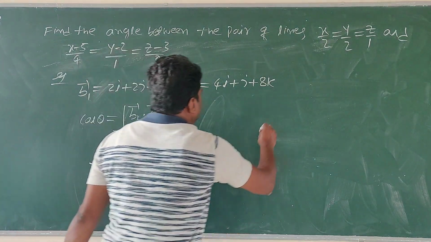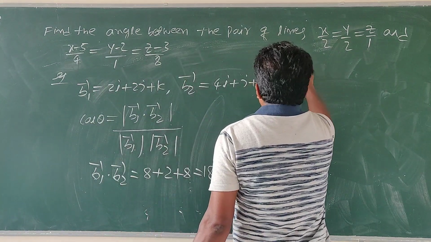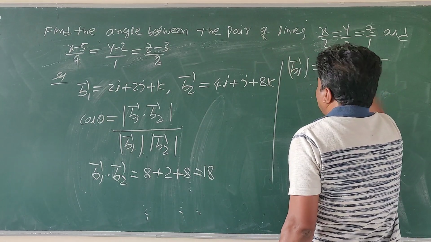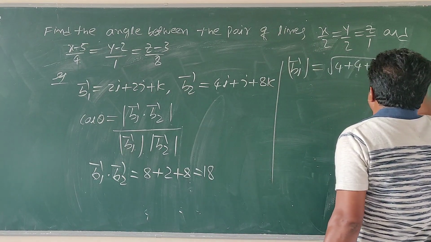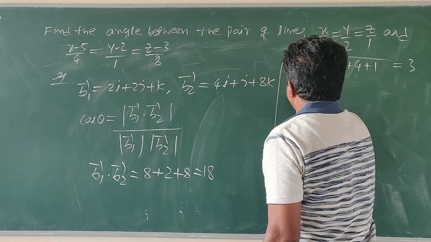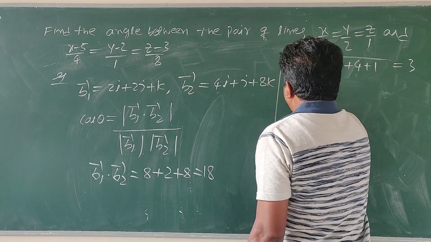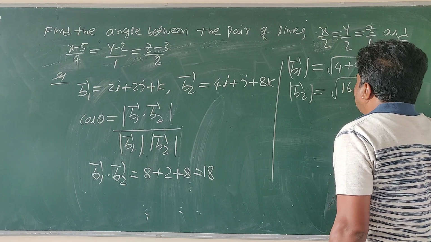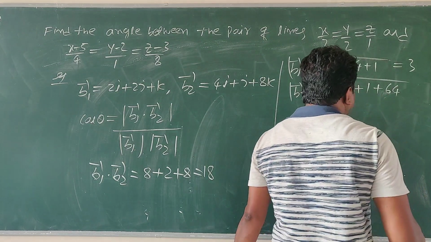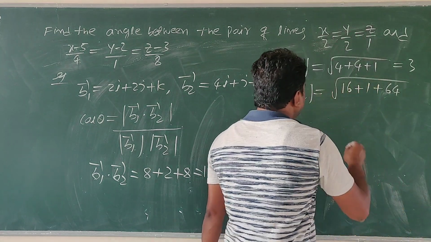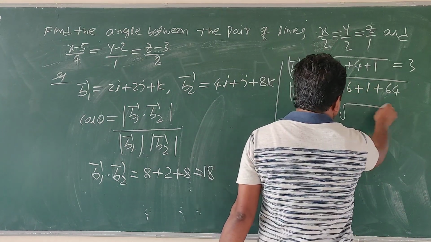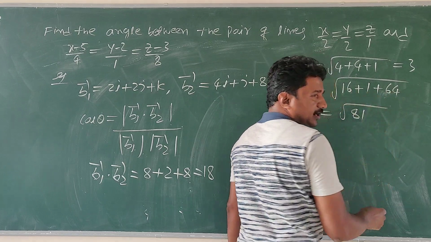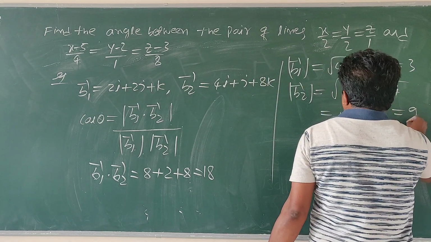So length of the vector b1: root of 2 square 4, plus 4, plus 1, root 9, it is 3. Length of b2: root of 4 square 16, 1, 8 square 64, plus 16 plus 1. Tell me the total. 81. Correct. Root 81, it is 9.